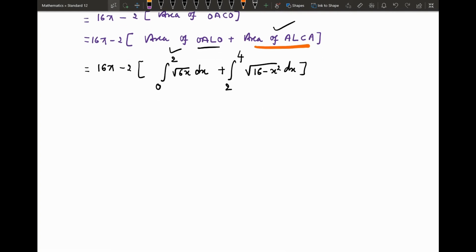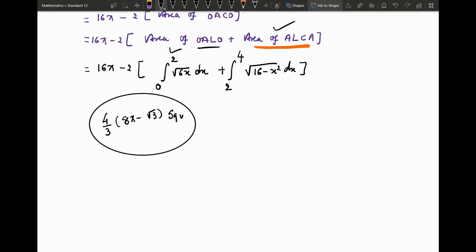Now easily you can integrate, and as an answer, this is an ordinary integral, so as an answer you will get 4 by 3 (8 pi minus root 3) square unit. This will be the answer, the simplification of this one.